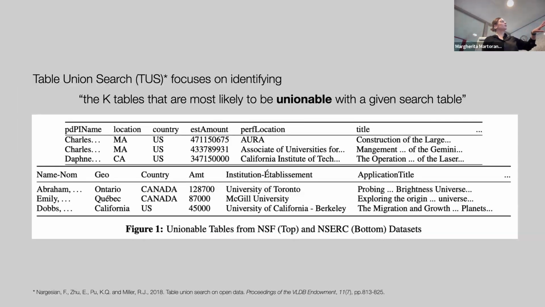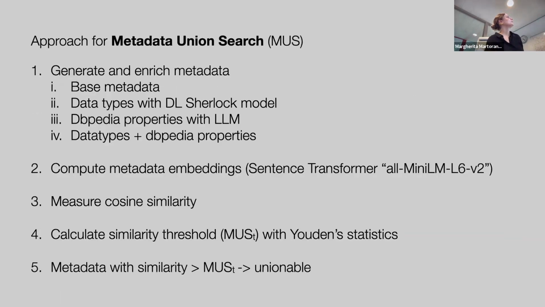This is an example of what table union search is. It's defined as finding the K tables that are most likely to be unionable with the given search table. This is an example of two tables that can be unioned. You can see that some of the information might be similar, but the tables look quite different in terms of column headers or how the actual values are displayed. Our approach instead, we call metadata union search. We first have to generate and enrich the metadata. We had 4 different versions of this. Some were basic metadata, and then we enriched it with data types and, again, DBpedia properties.